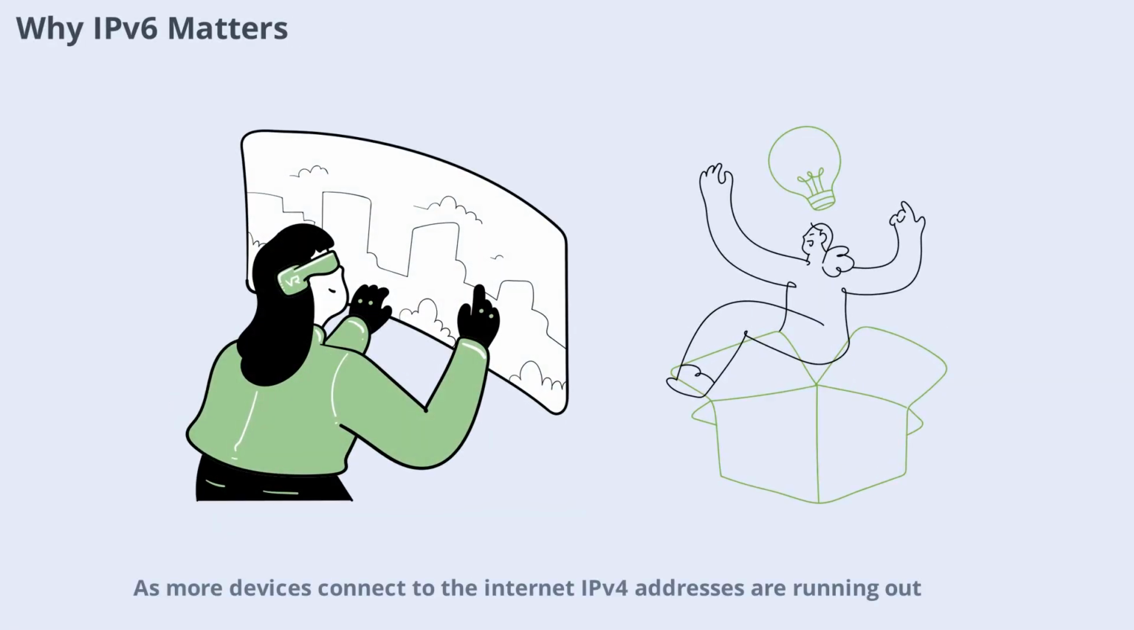As more devices connect to the internet, IPv4 addresses are running out. IPv6 solves this problem by offering billions of unique addresses. This ensures that the internet can keep growing, supporting new technologies and innovations without limitations.